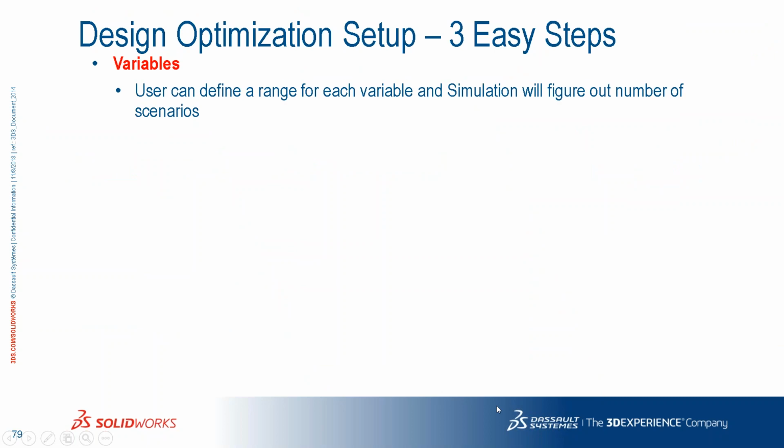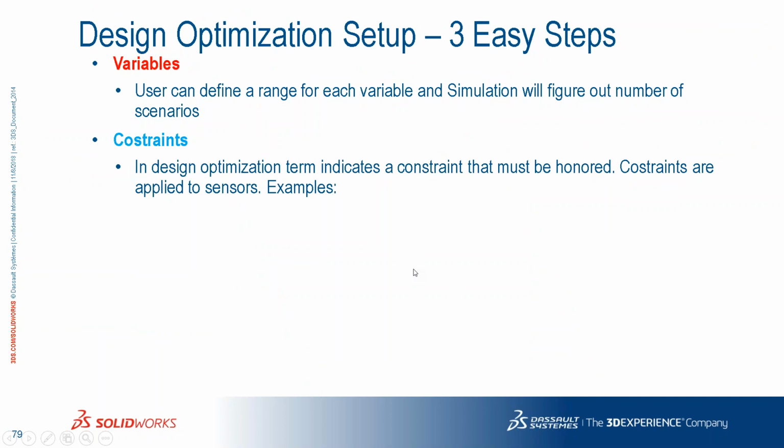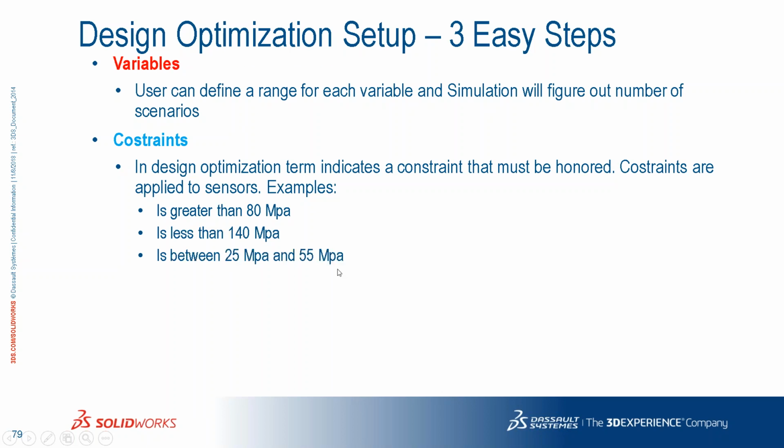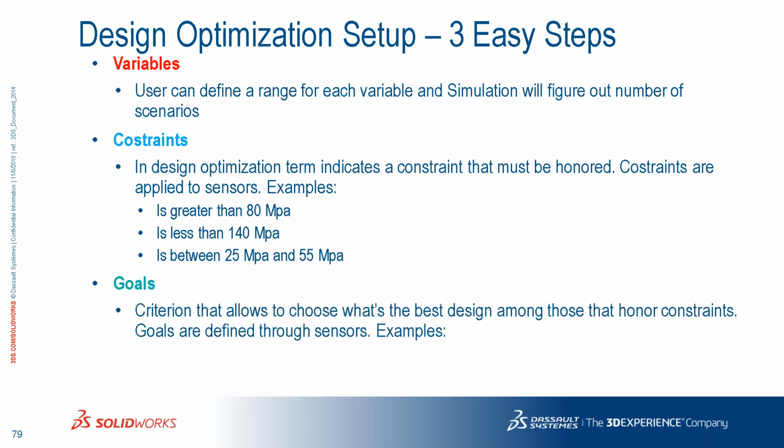So the steps are the same as before, the variable. This time the constraint will have a condition. So you will define a sensor, but there will be a condition like stress should be less than 140 megapascal or between certain values. And you will have to add a goal. So this will be used to choose the best design.